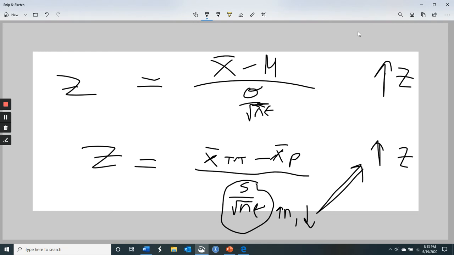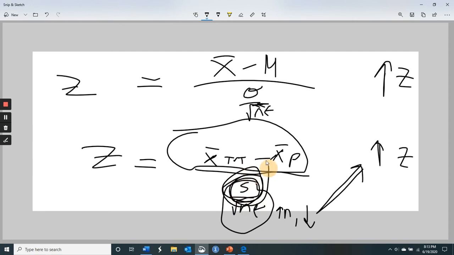So those are the three factors. How big is this difference on top? The bigger it is, the higher the z. The bigger the standard deviation is, more variability, the lower our z is. And the more pieces of information, the larger our sample size is, that will decrease the bottom, that will increase the z-score.